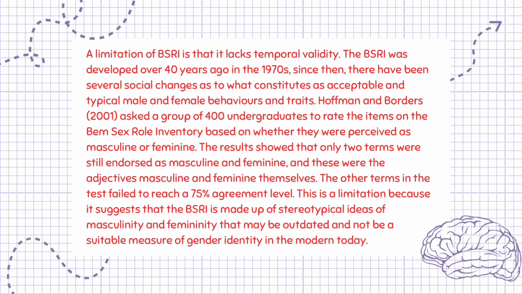The results showed that only 2 terms were still endorsed as masculine and feminine, and these were the adjectives masculine and feminine themselves. The other terms in the test failed to reach a 75% agreement level. This is a limitation because it suggests that the BSRI is made up of stereotypical ideas of masculinity and femininity that may be outdated and not be a suitable measure of gender identity in the modern day.